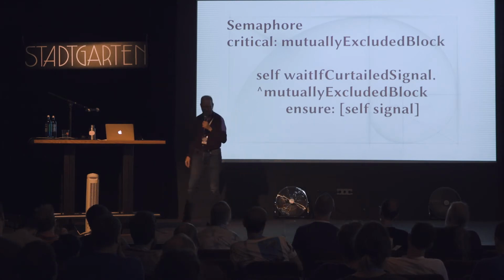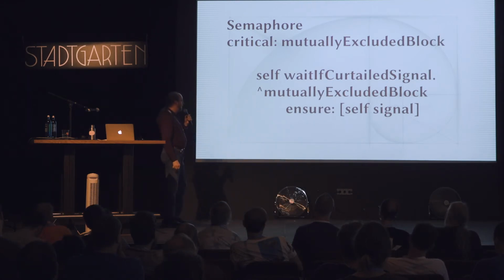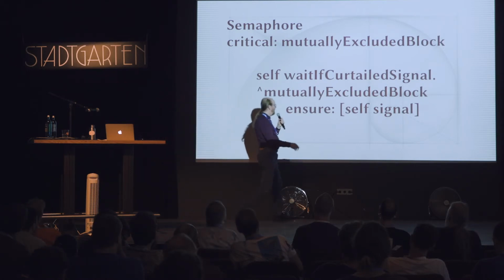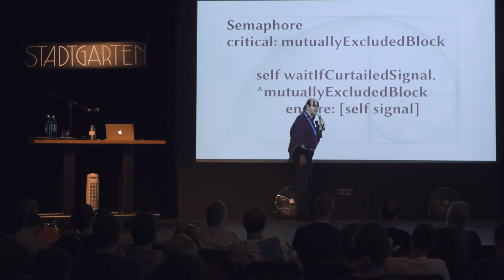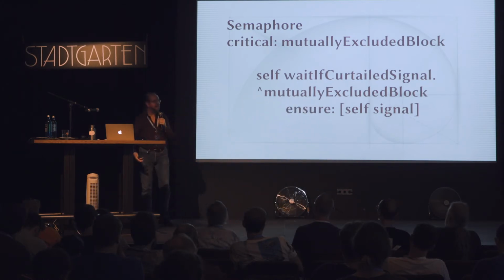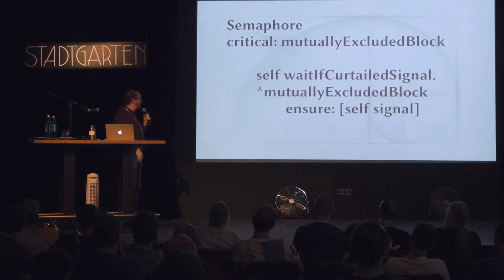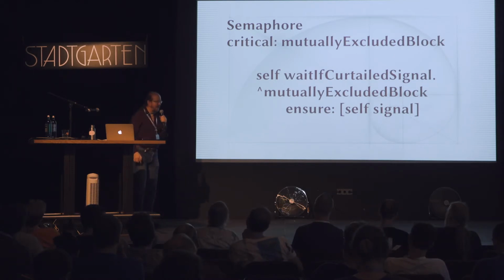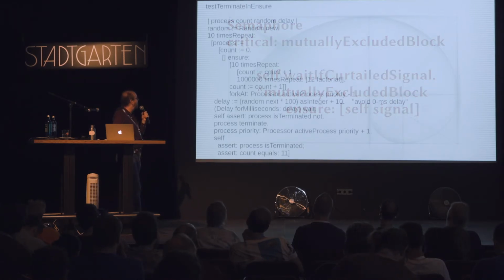So we talked to Cincom about this, and they kind of agreed that this was a bug, and they eventually fixed it, which I don't think was simple. But the idea is that if an ensure block is running when you send terminate to a process, then it ought to be allowed to complete, unless it signals an uncaught exception or something like that. So they did fix that, which solved our problem.